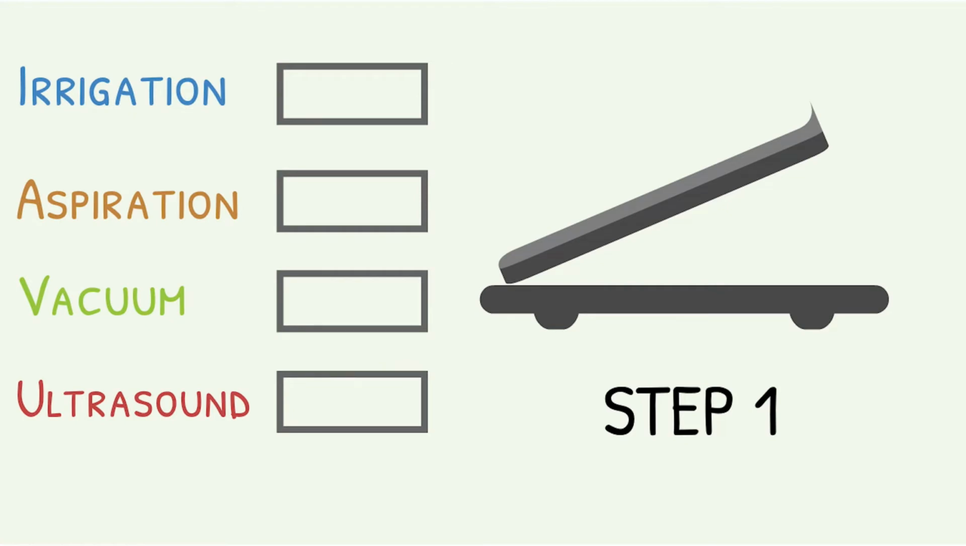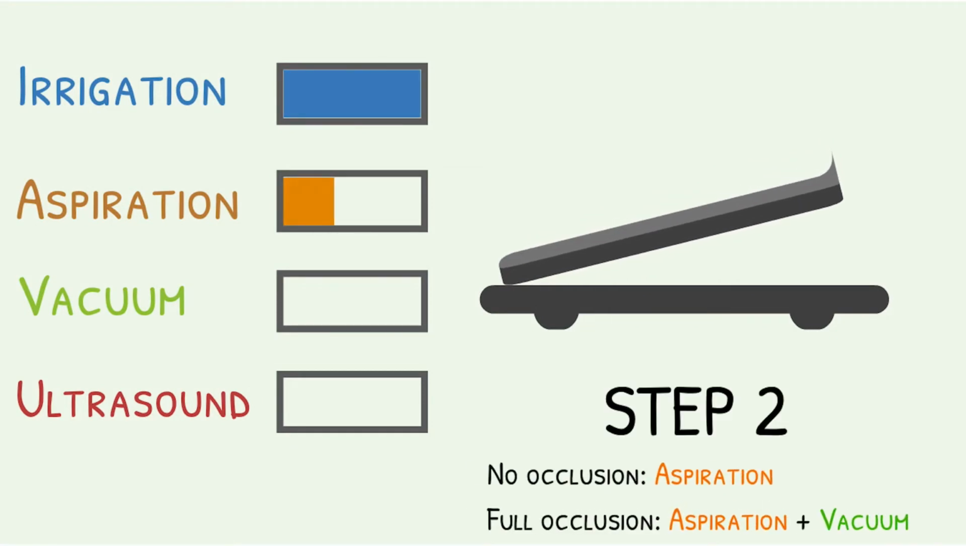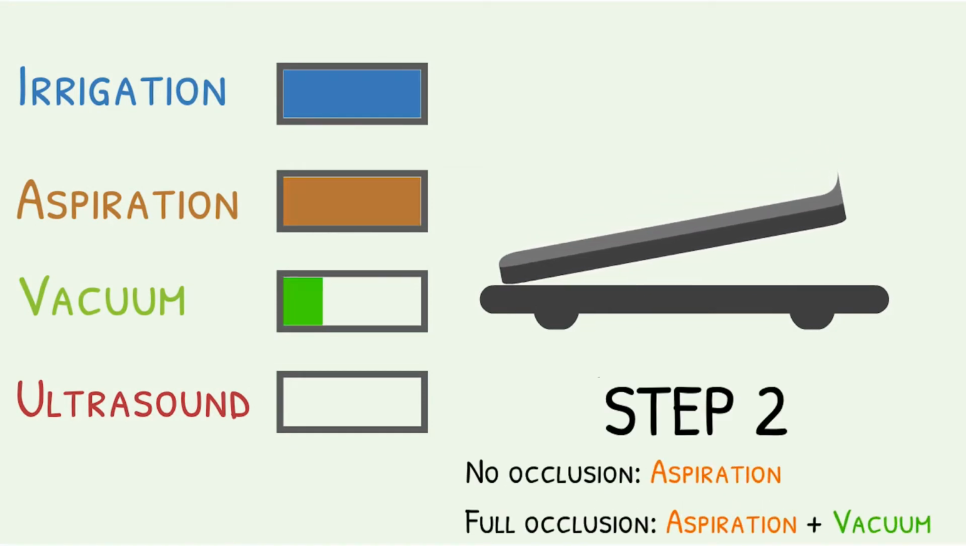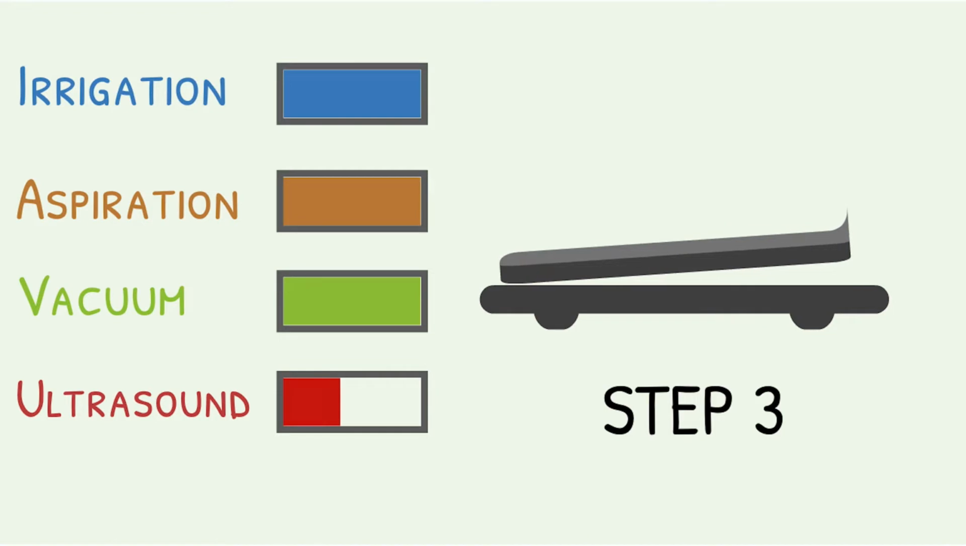When we turn the continuous irrigation off, we have three steps. The first step is irrigation. The second step is aspiration when there is no occlusion, and vacuum when there is full occlusion. The third step, we have irrigation, aspiration, vacuum, and ultrasound.